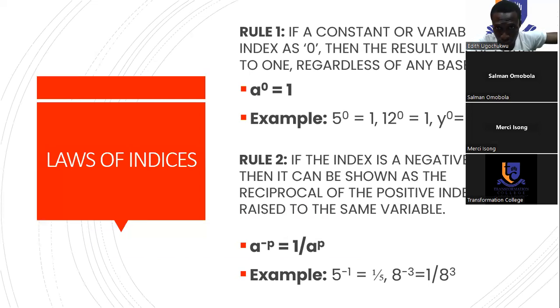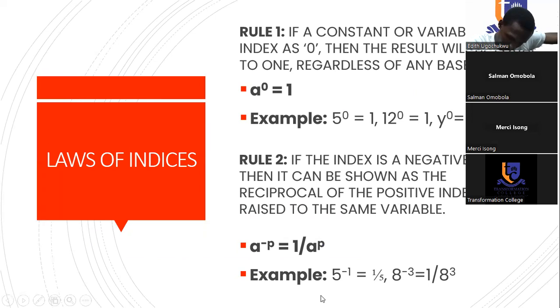See this one, the next one. 5 raised to power minus 1 is equal to 1 over 5 raised to power 1. 8 raised to the power minus 3 is 1 over 8 raised to the power 3. Do you understand? So the power minus is changing to 1 over. So correct number 3. Stephen, correct number 3.